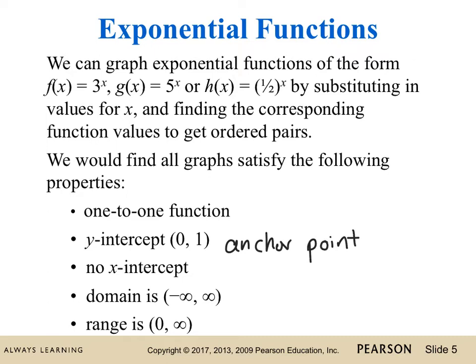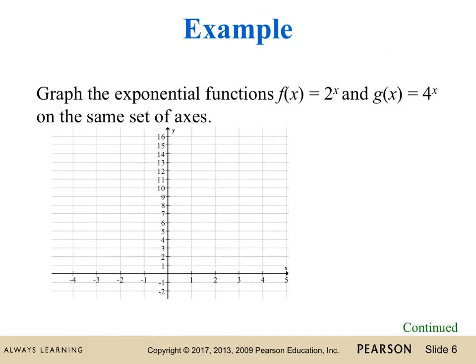They will have no x-intercept unless we start transforming them. The domain will be negative infinity to infinity, and the range will be 0 to infinity. It's best to see these properties exhibited by doing an example. We have f of x equals 2 to the x and g of x equals 4 to the x, and we want to graph them on the same set of axes.